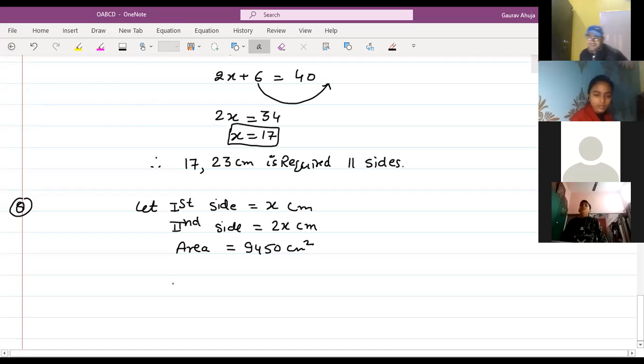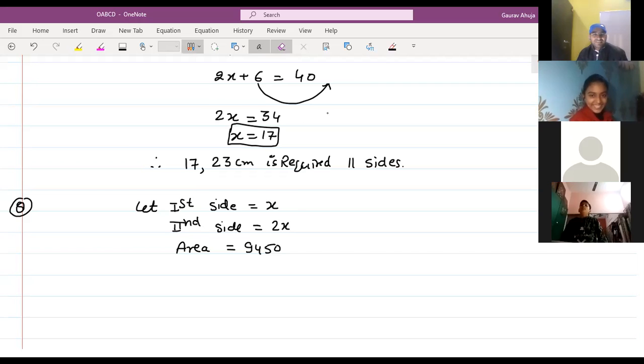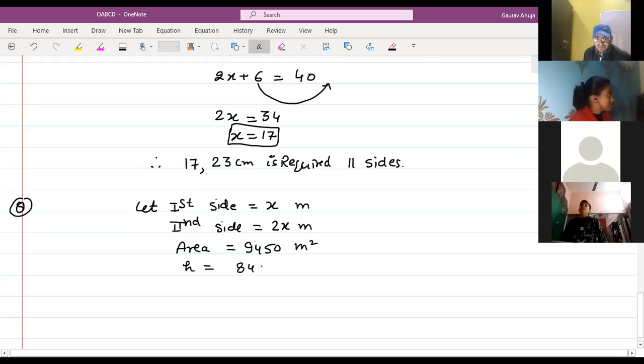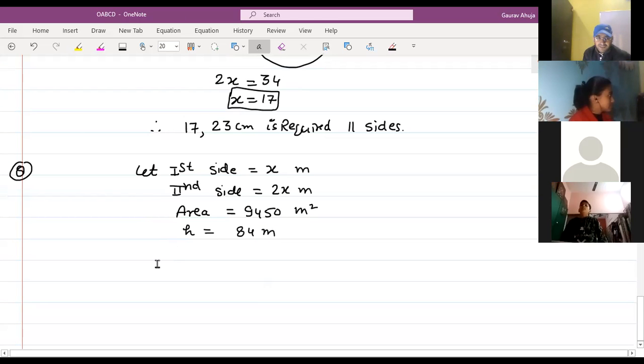Actually, you have to write meter in all cases, like first side x meter. Okay, I'm changing, because otherwise you will cut my marks. Sorry, ma'am. Now I will correct myself. So x meter, 2x meter, area is 9450 meter square, and perpendicular distance is given, h is 84 meter. Now we have to find the length of the parallel sides.